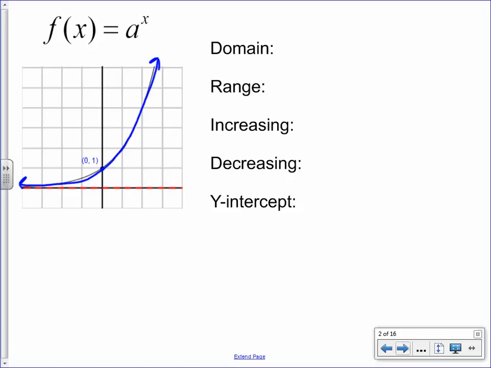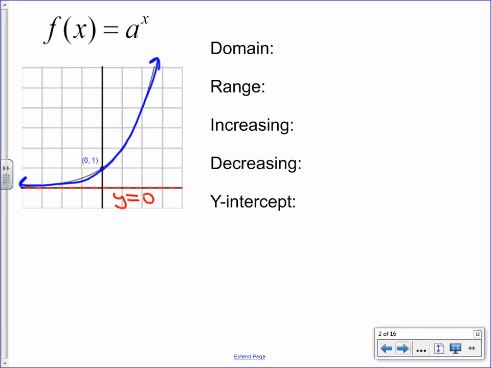I'll highlight it. Okay, what's that dotted line there? What's that called? It's not the x-axis. It's called an asymptote, right? Okay, we have an asymptote here at y equals 0.